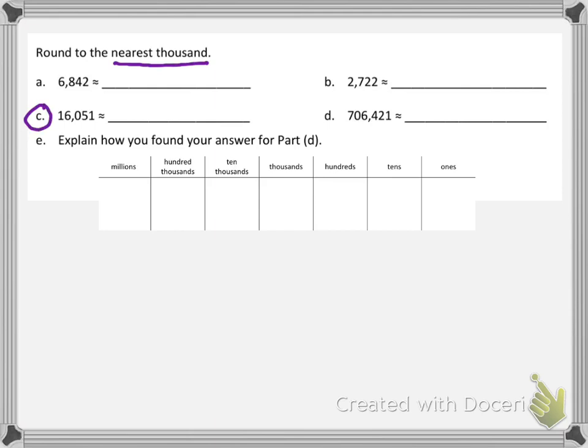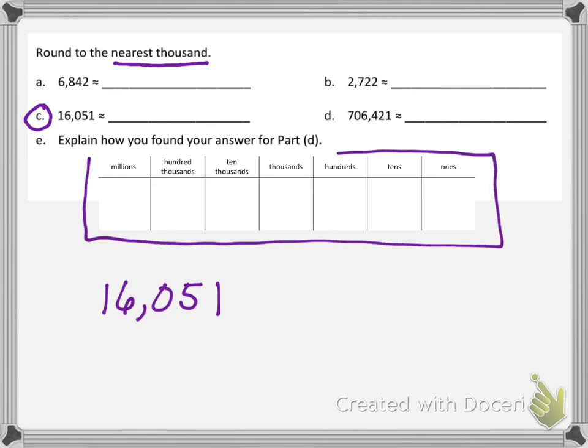I'm going to write this down here, 16,051. And I can't stress this enough, we really need to memorize this place value chart. That is very important for us. We need to know the different places that the number is in, the value of each one. So if I put this into our place value chart, there's 1 one, there are 5 tens, there are no hundreds, there are 6 thousands, and there's 1 ten thousand.